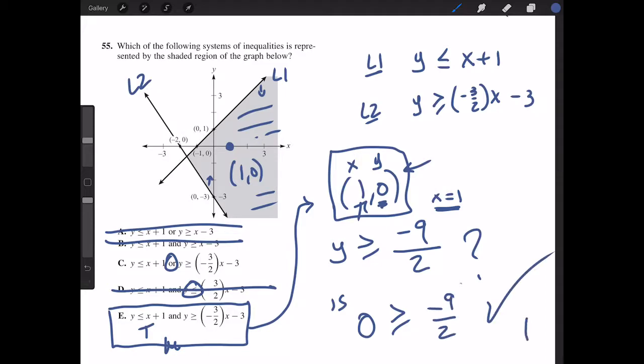So is this true for this point 1 comma 0? Well, the y value is 0. So is 0 greater than or equal to negative 9 halves? Absolutely, it's true. So you see that this point, which we picked because it's an easy point to work with, does in fact satisfy this system of inequalities.